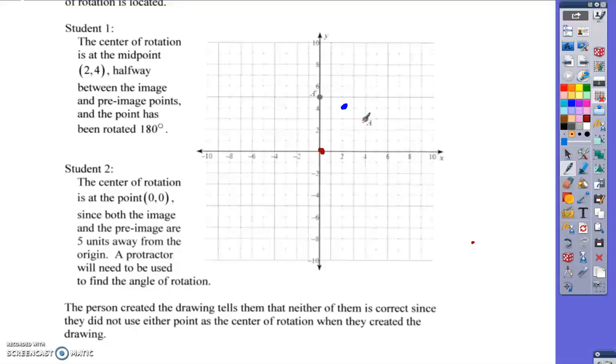The person who created the drawing tells them that neither of them is correct because they did not use either of the points for the drawing. So this is what we have going on here. So if you haven't already, make sure you plot student 1 and student 2. I'm going to go ahead and label this S2 for student 2, excuse me, and this one S1 for student 1 so that I can tell them apart in a minute.